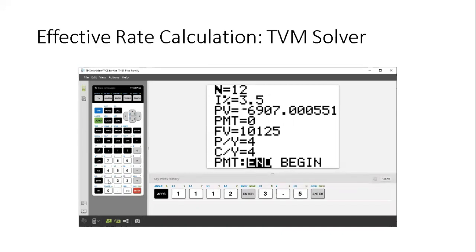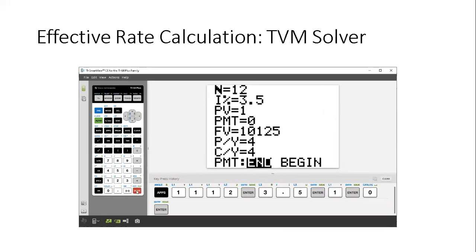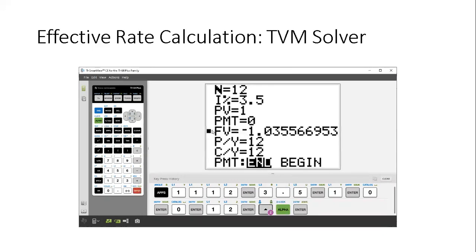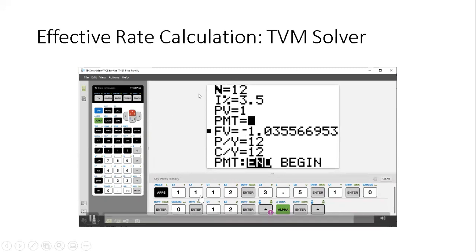The present value is 1. The payment, PMT, is 0. And the future value is what we're going to solve for. Okay, but I'm going to go ahead and zero that out right now. And I'm going to put in 12 for P/Y and C/Y. Then I'll go back up to the FV, the future value, and I'll hit alpha and enter, and that will give me negative 1.0355.